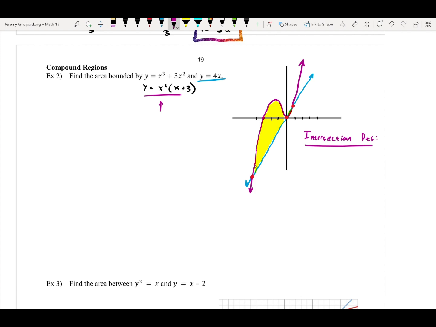And just like always, we'll set these 2 functions equal to each other. So x cubed plus 3x squared, and set that equal to 4x. And this is a polynomial equation. I'll get 0 on one side and try to solve by factoring. That's kind of the standard approach. x cubed plus 3x squared minus 4x equals 0. I'll pull out a common factor of x and hope that I'm left with a factorable quadratic.